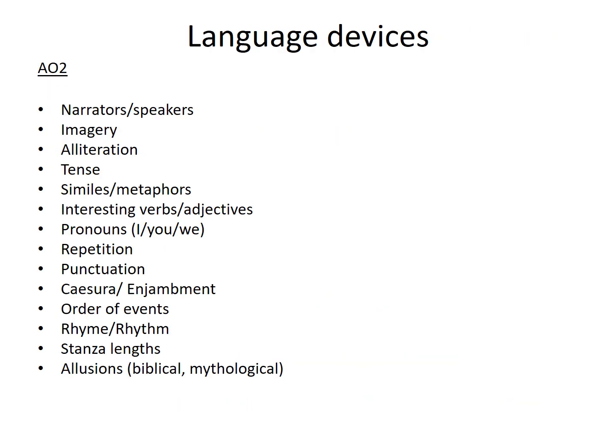Next up, as you know, both AO1 and AO2 are the heavyweights in each of the questions that you would sit in AS, but specifically AO2 is the key to unlocking what the writer is doing. But the big money marks don't just come from listing these different things, whether it's the narrator or the speaker, the imagery, the alliteration, the tense, the figurative language, the verbs, the adjectives, the use of pronouns, the repetition, the effect of punctuation, caesura, enjambment. We could list on and on.